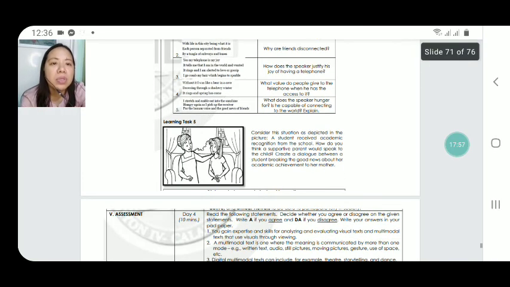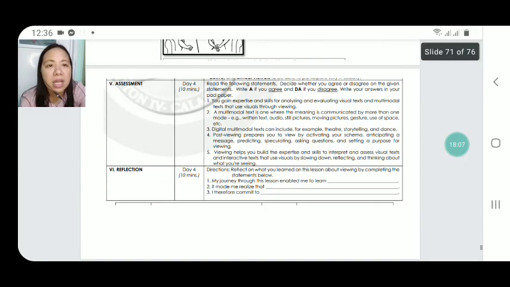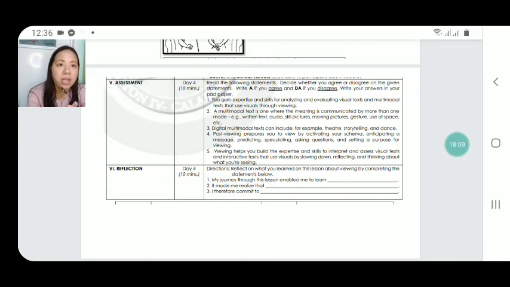Okay, so sa learning task 5 naman, you are going to create a dialogue sa pag-uusap ng nanay at ng isang anak regarding about yung anak ay nakareceive ng recognition. And then after that is the assessment. You need to write A if you agree and D if you disagree in the defense statement. After that, you just need to continue the sentences 1, 2, 3 on the reflection.